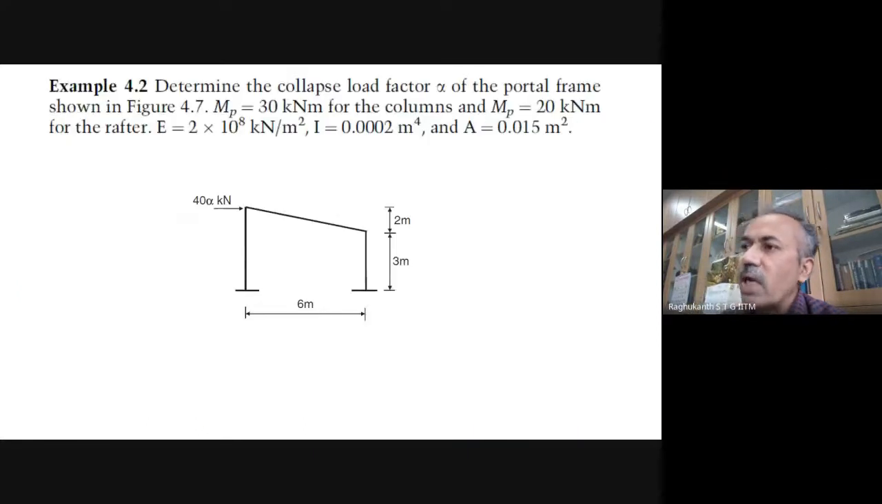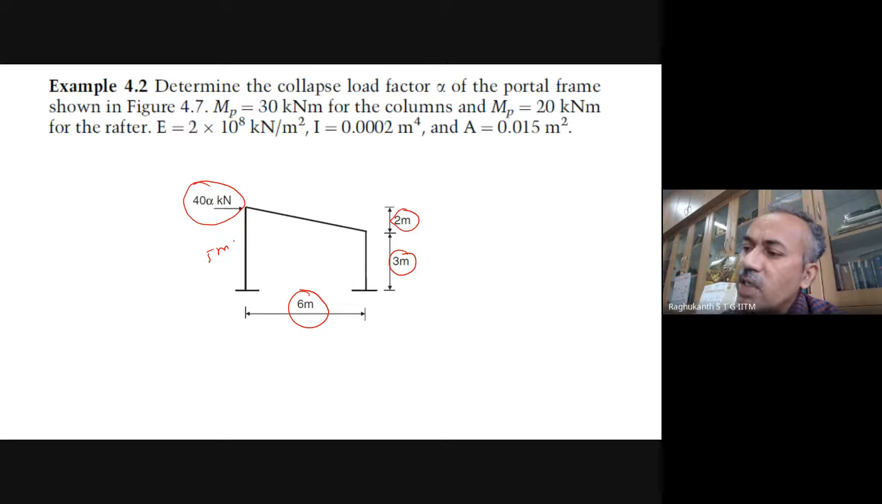Okay, the same Excel sheet I'm showing, and now we have to find out the collapse load factor for this portal frame actually. Okay, so this is the load initially. The working load is 40, and alpha is your collapse factor, and these are the details that have been provided. The length of this beam is 6 meters, and then you have 3 meters here and 2 meters here. The total column has a 5 meter length here, and here it is a 3 meter length.